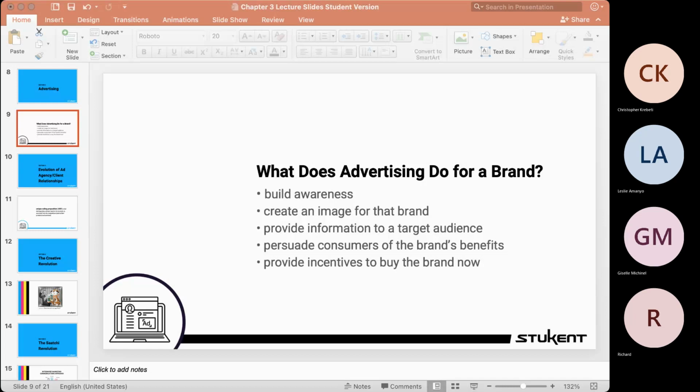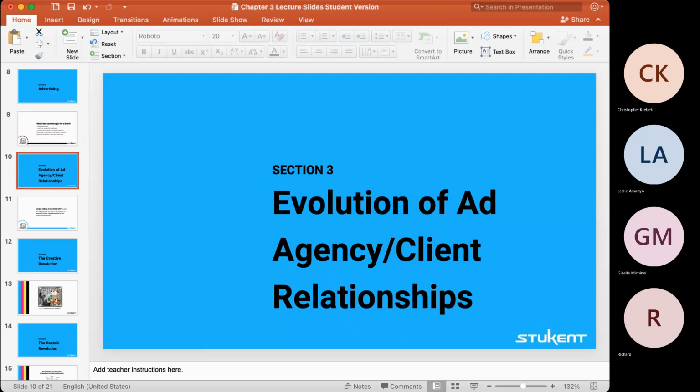Then we come to the evolution of ad agencies. Ad agencies have been around for about 120 years now. I want you to tell me something about them before we move on. Let's do a little discussion on ad agencies and the client relationship.